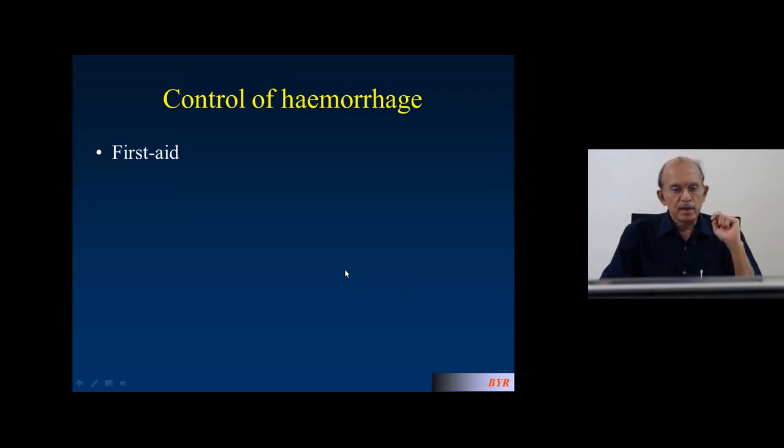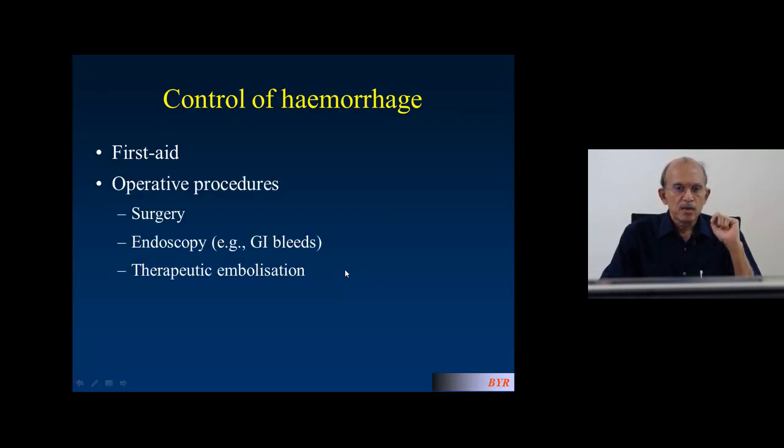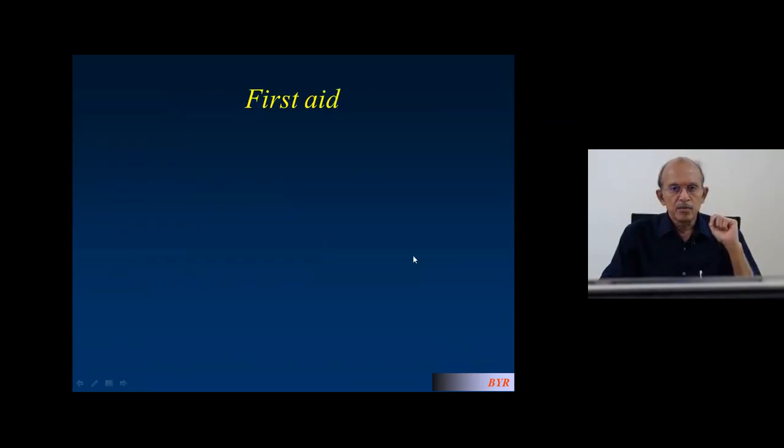Then control of hemorrhage: first aid measures and operative measures. Operative measures are by surgery, endoscopy, and therapeutic embolization. First aid: pressure and packing. If there is an external wound, immediately you must apply pressure and pack the wound.